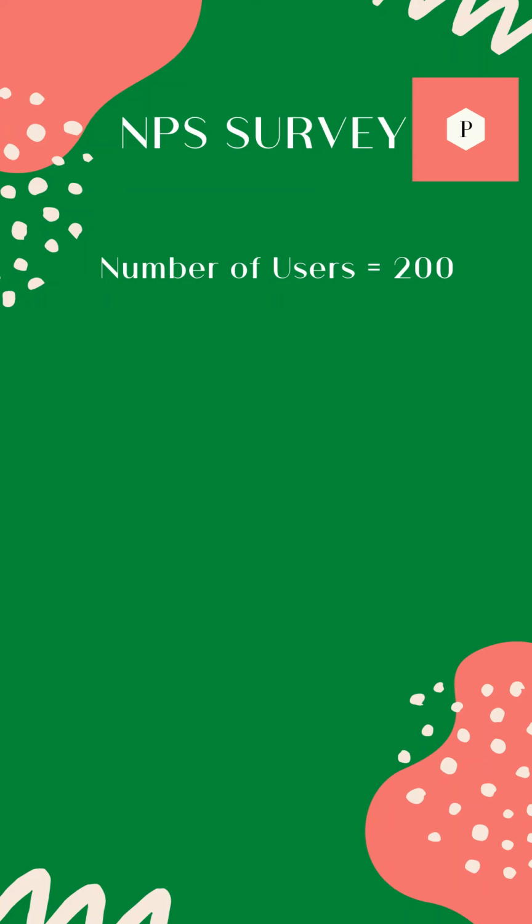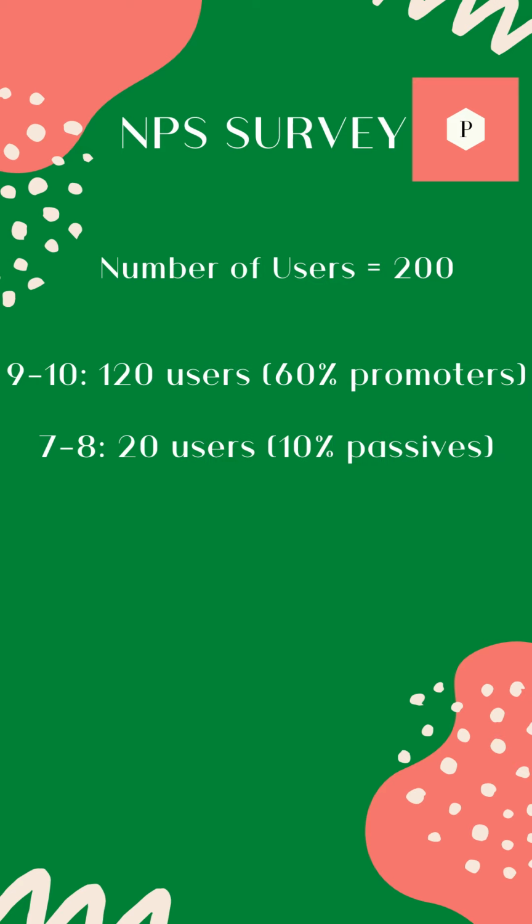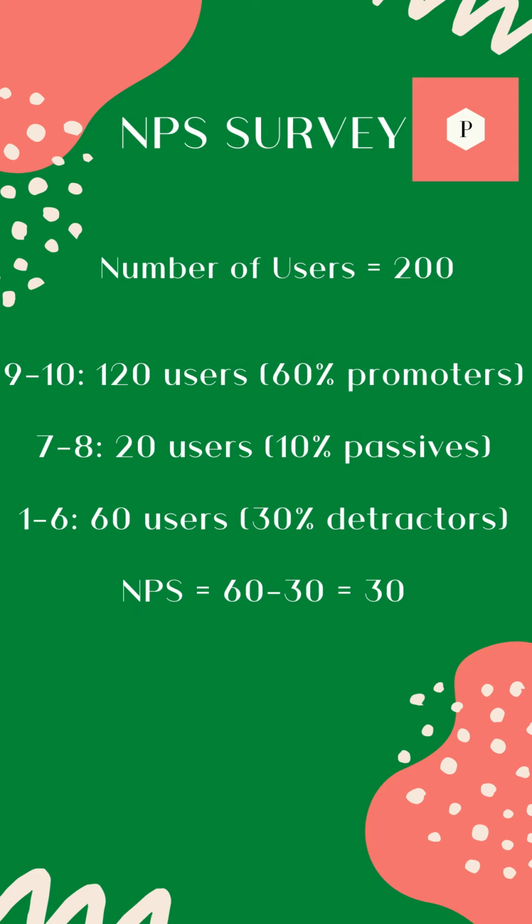So suppose you surveyed 200 people in your NPS survey. 120 of them selected 9 or 10. So 60% of your users are promoters. Let us say 20 of them selected 7 or 8. So you have 10% passives. And the remaining 60 of them selected between 1 to 6. So you have 30% detractors. So your net promoter score is 60, that is percentage of promoters, minus 30, that is percentage of detractors, equal to 30.